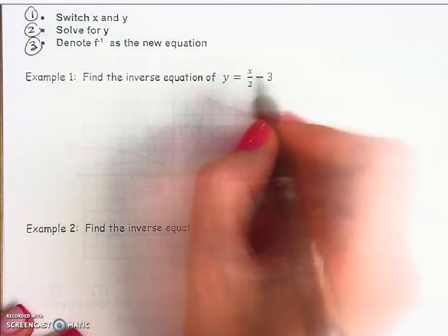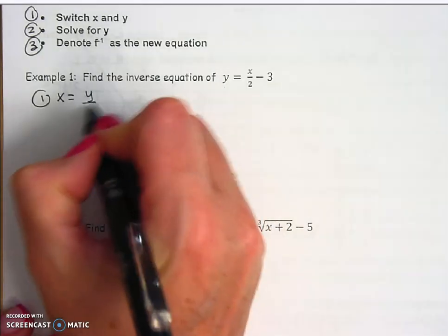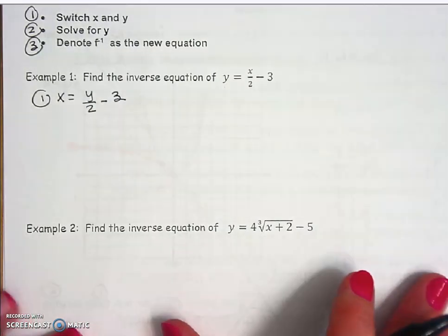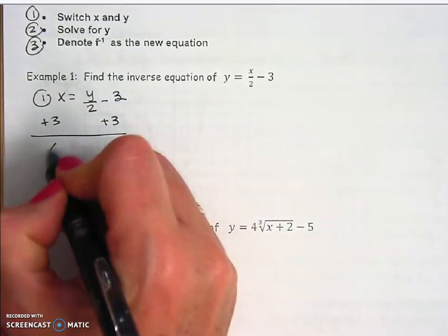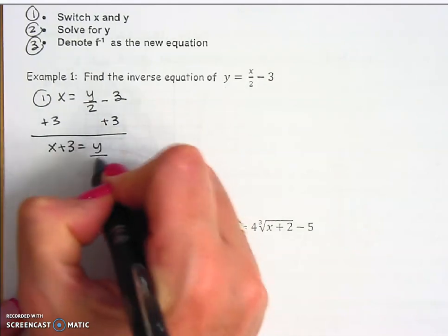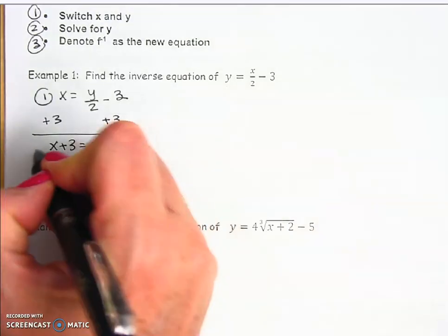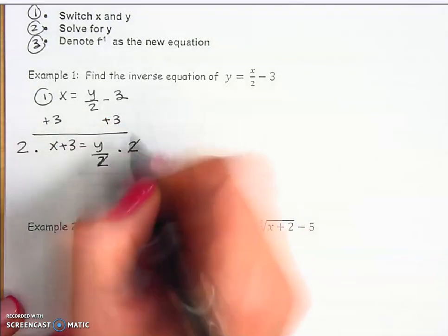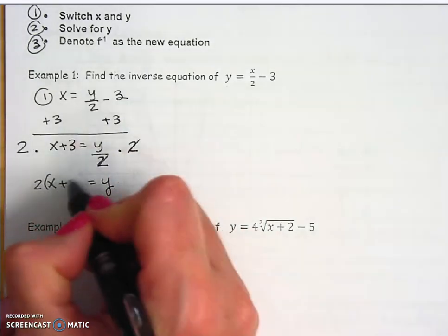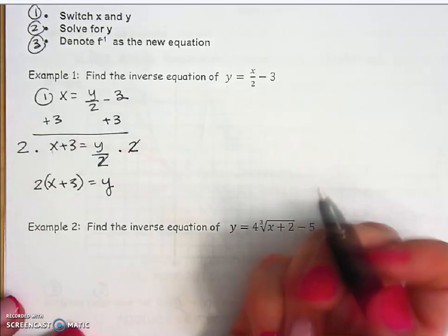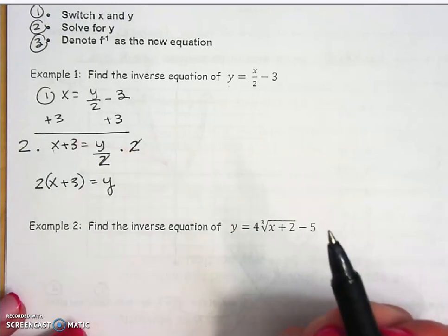So I'm going to start out by switching the x and y. And then I start to solve for y. I'm going to add 3 to both sides. X plus 3 equals y over 2. Now I need to multiply both sides by 2. So on the right, the 2's cancel, leaving me y. And on the left, I'll need parentheses around the x plus 3 because it's 2 times this entire group. And you can leave it like this or distribute and make it 2x plus 6.